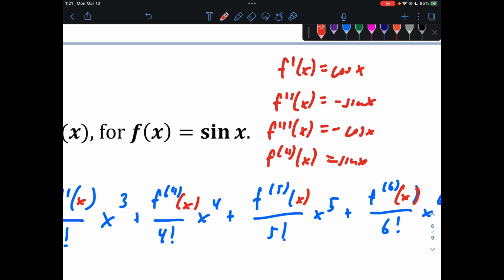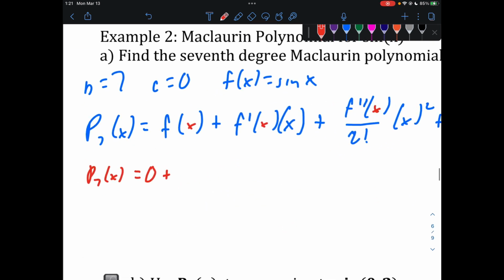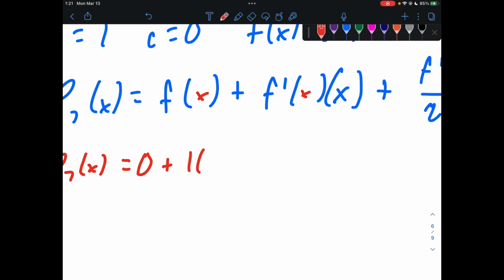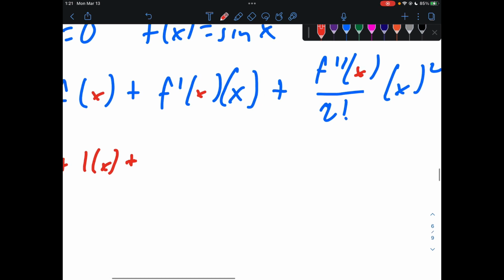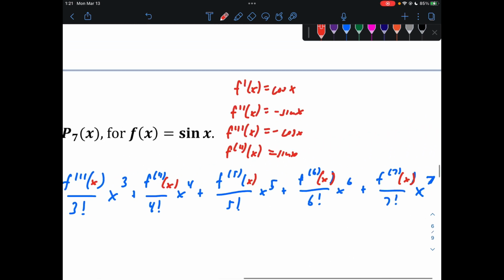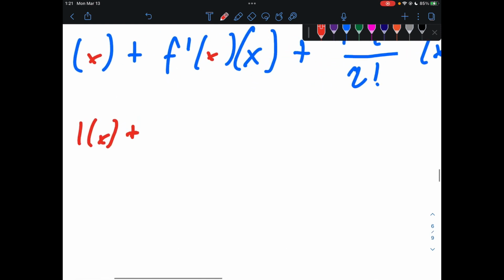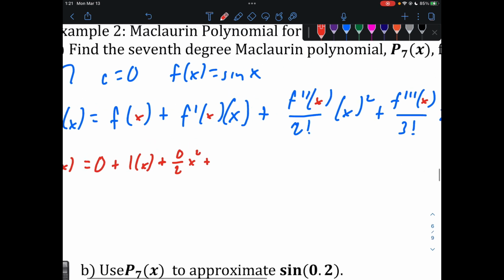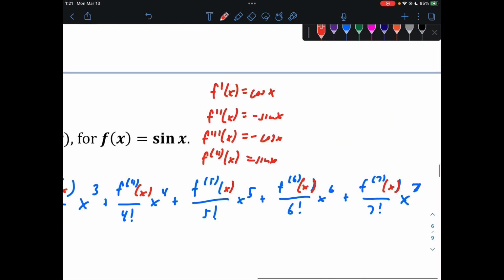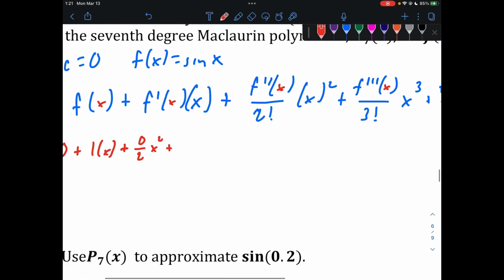That's just going to repeat from there. So the first derivative, cosine of 0, would be 1 times x. And then plus the second derivative at 0, so the second derivative would be negative sine of 0, which is 0, over 2 factorial times x squared, plus the third derivative, which is negative cosine of 0, so negative 1 over 3 factorial, which is 6, times x cubed. And then it just repeats from there.